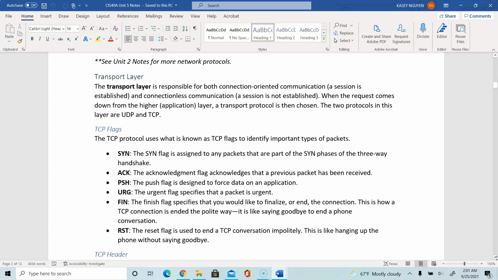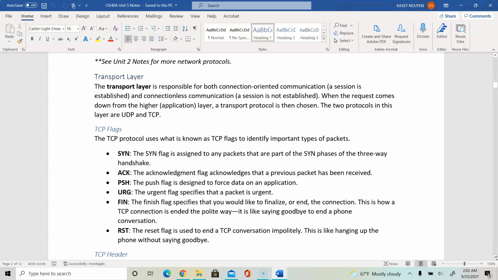The SYN flag, the first flag, is assigned to packets that are used to synchronize for the three-way handshake. Once it's agreed to receive information, it sends a SYN acknowledgement, and then the system will acknowledge that it was sent. That will be an acknowledgement flag after receiving the synchronization.